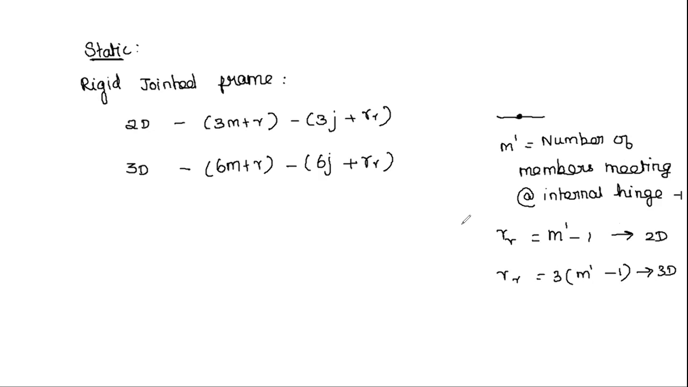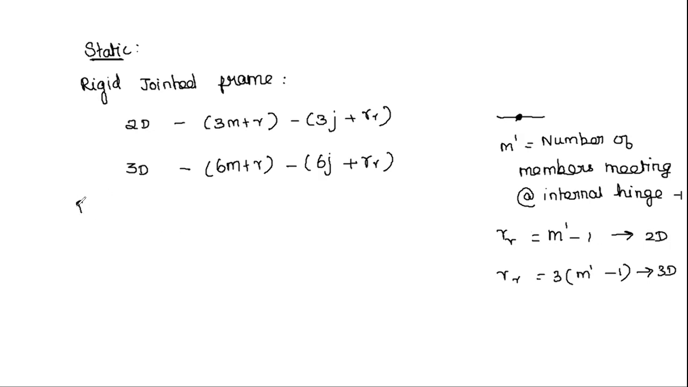So if an internal hinge is provided, here comes the term that is released reactions. If a hinge is provided, we have to calculate M dash. M dash is nothing but the number of members meeting at the internal hinge minus 1. So RR is equal to M dash minus 1 in case of two-dimensional, and RR is equal to 3 into M dash minus 1 in case of three-dimensional.